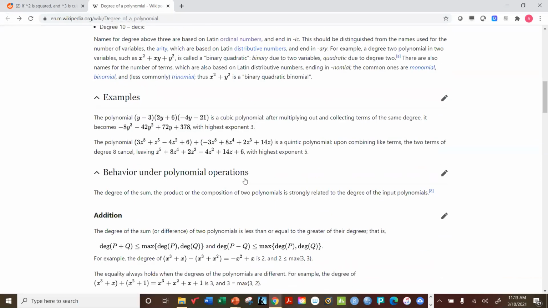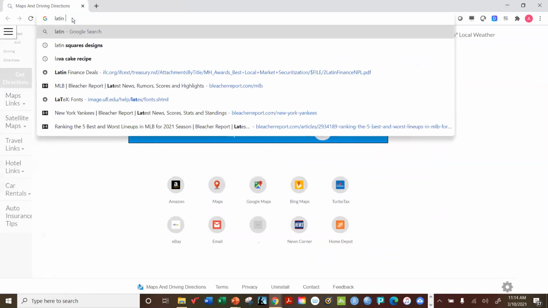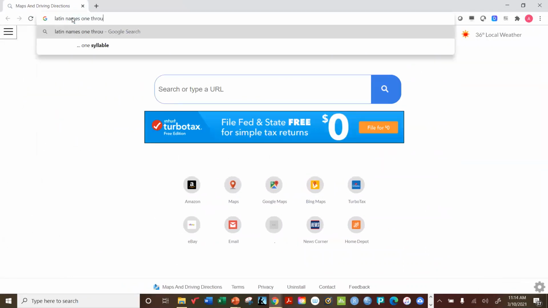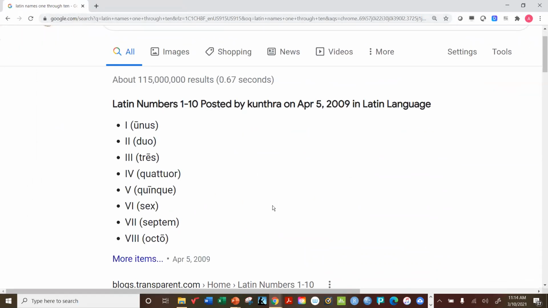In fact, while we're talking about this, there we go. Who knew this? I didn't know. So you can see, the word unit actually comes from this then. Unit means one, duo for two, tres for three, quatuor, I don't really even know how to pronounce these properly, quinque, oh man, that's interesting, septem, octo.